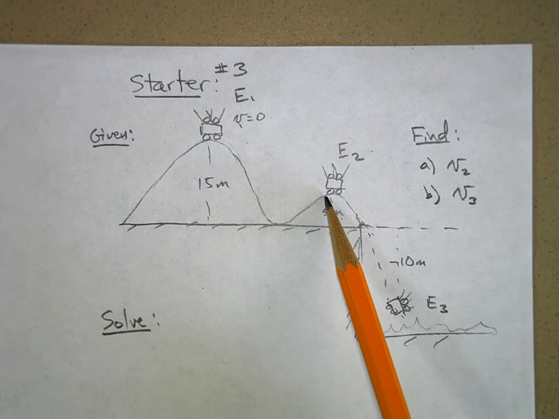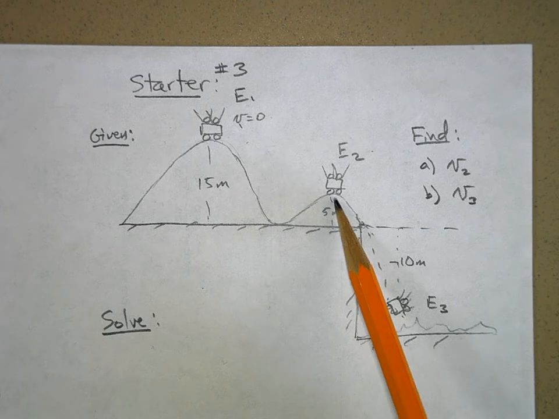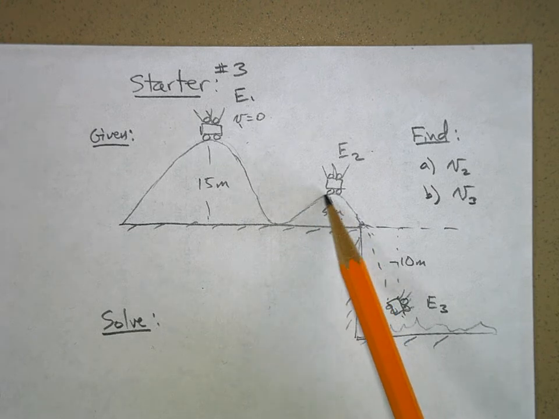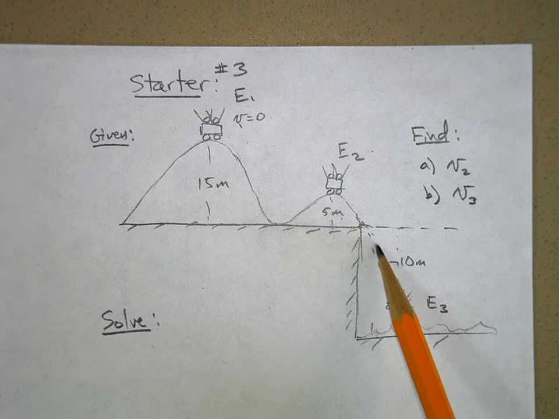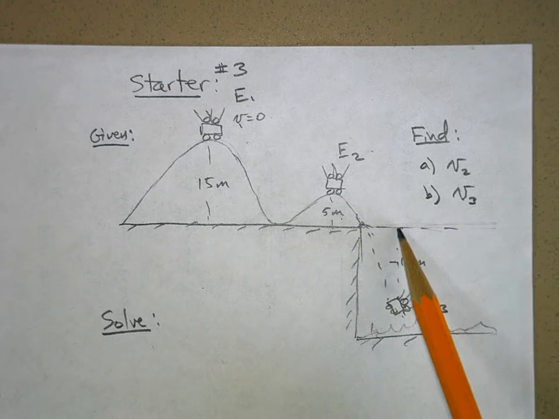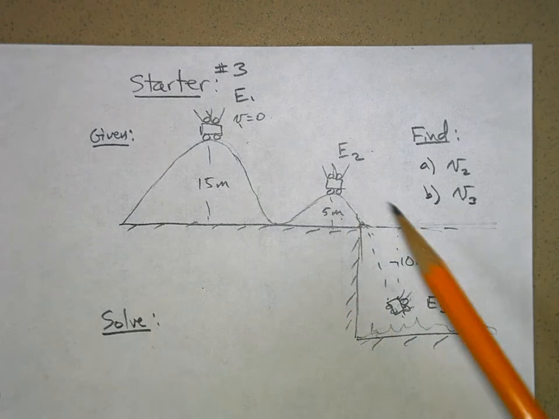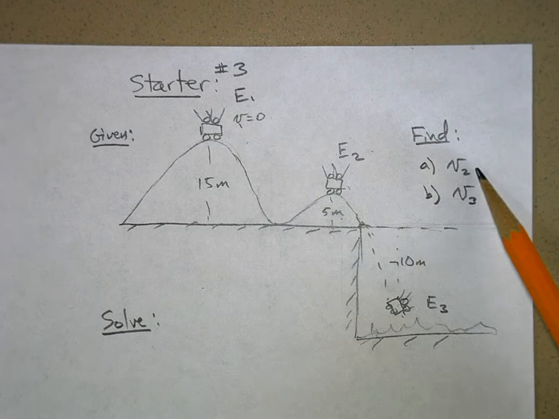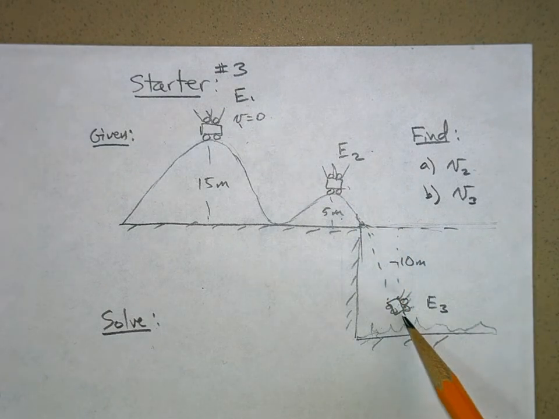Again, no friction, no air resistance or anything. So they're at the top of this 5-meter hill. And then they go off the edge of a cliff and fall 10 meters below where we are measuring 0 from, so negative 10 meters. And I want to know how fast are they going right here. So that's V2. I'm calling this energy 2.